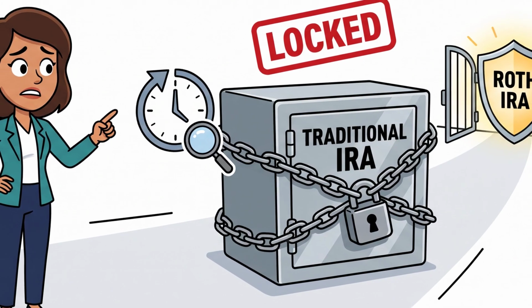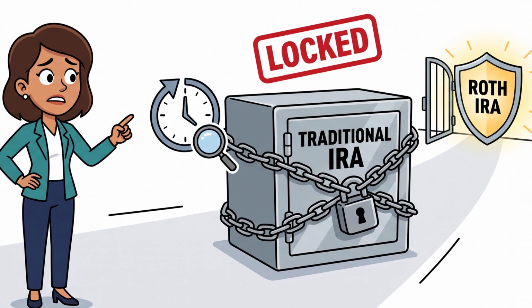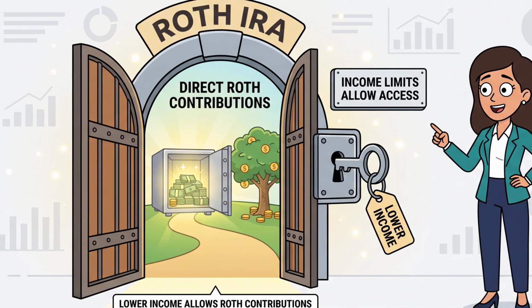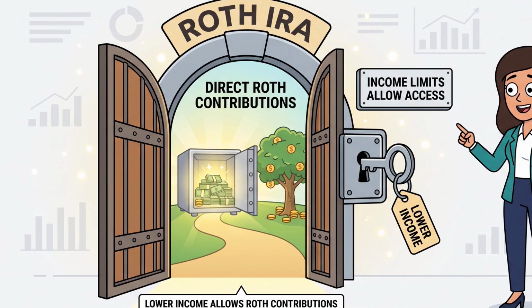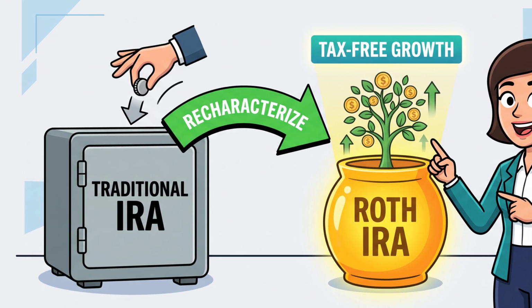The second is the reverse scenario, contributing to a traditional IRA and later discovering you were eligible for a Roth contribution instead. If your income was lower than expected and the income limits allowed direct Roth contributions, you can recharacterize the traditional IRA contribution to a Roth IRA contribution and capture the tax-free growth benefits.